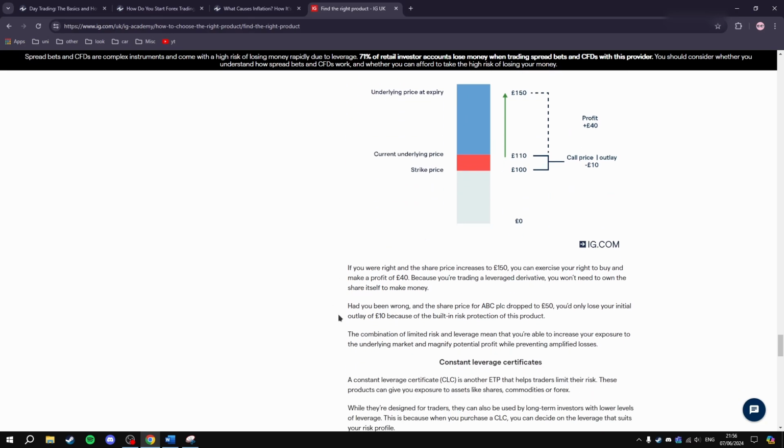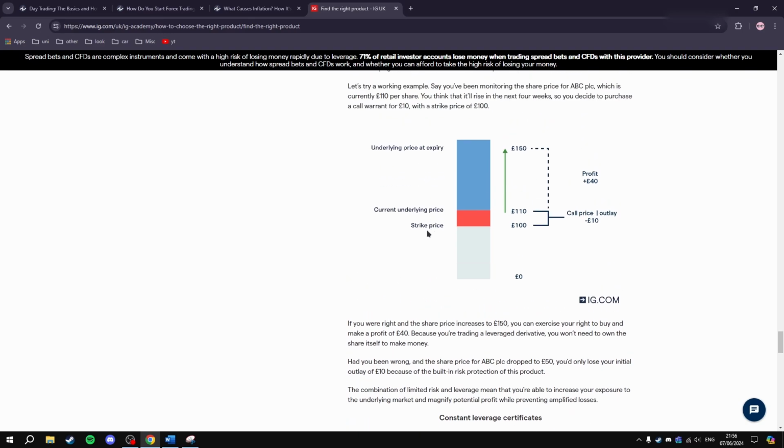Let me just keep reading through. If you were right and the share price increased to £150, you can exercise your right to buy it and make a profit of £40 because you're trading with a leveraged derivative. You don't need to own the share itself to make money. Had you been wrong and the share price of ABC PLC dropped to £50, you only lose your initial outlay of £10 because of the built-in risk protection of this product. So you can only lose what you put in. The maximum loss is your initial outlay.